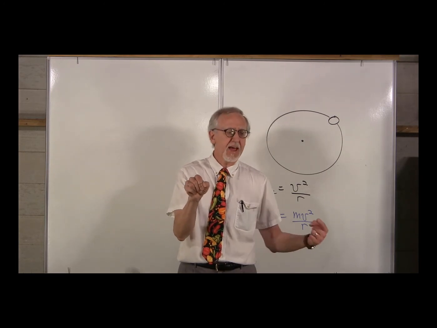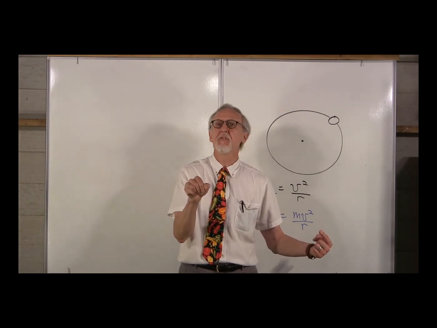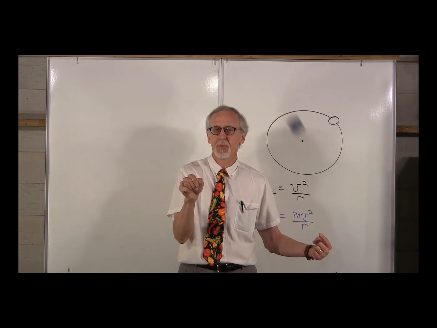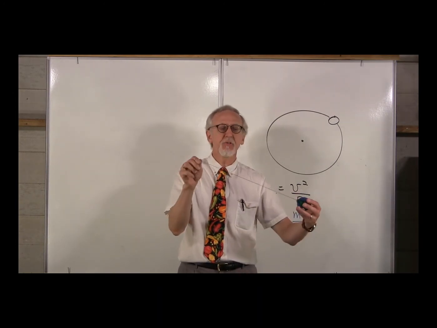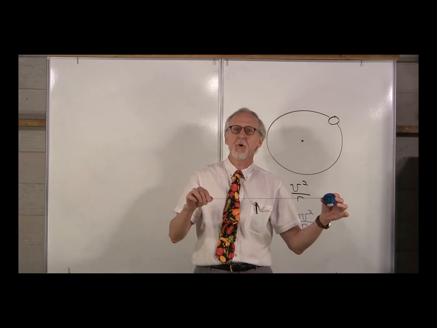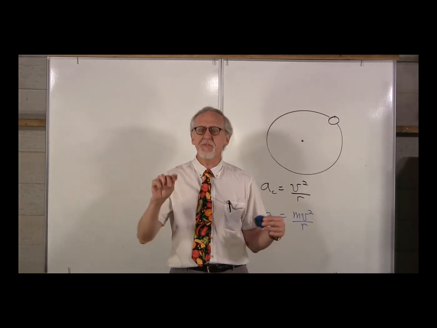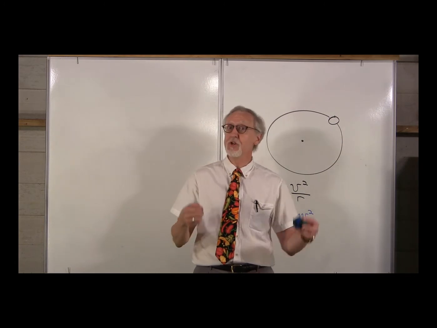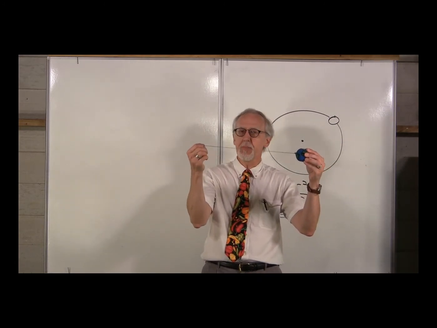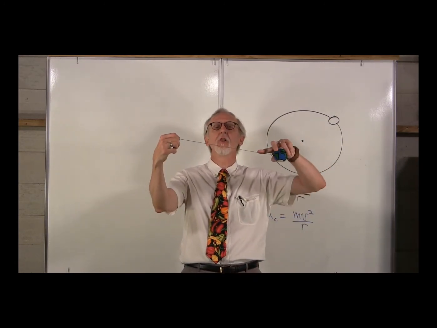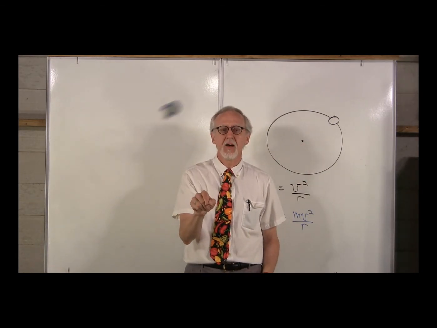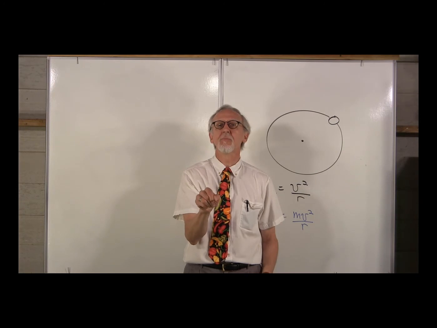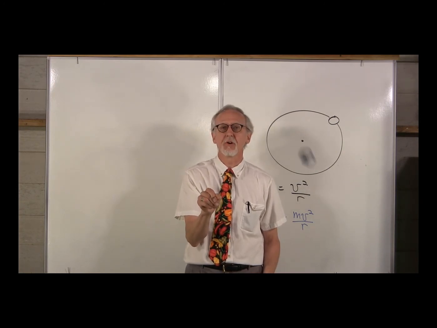Well, what force is acting on this little ball, keeping it moving in a circle? Well, it's the string, the tension in the string. So the string is constantly pulling on the ball. But what direction is that force? Well, we know the direction of the force from a tension is always along the direction of the string. But where does the string point? The string always points towards my hand in the center of the circle.